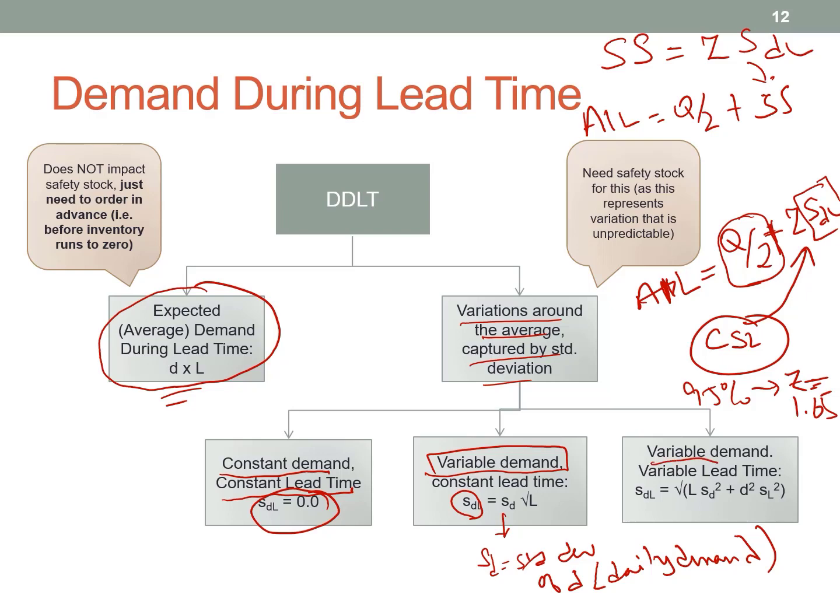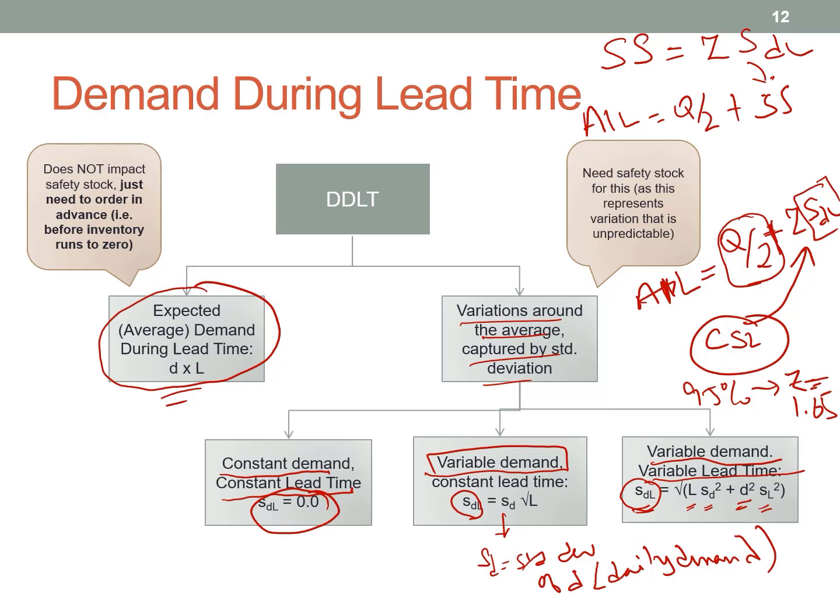In the most realistic case where demand is variable and the lead time is also variable, we get this formula for the SDL, where you first multiply the lead time by the squared standard deviation of daily demand. Then you add to that the squared average daily demand multiplied by the squared standard deviation of the lead time. Notice that because lead time is now variable, it's going to have a standard deviation as well. Anything that is variable, you can calculate the standard deviation for it. And then we take a square root of the whole thing.